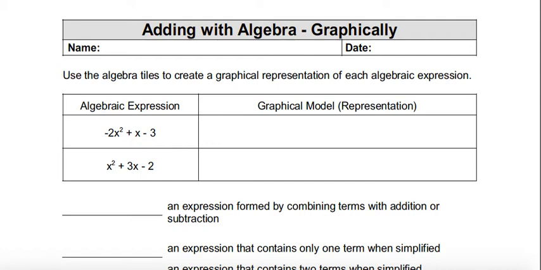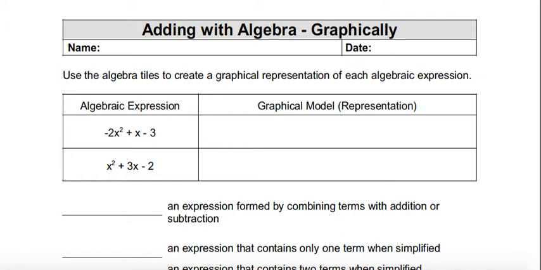Adding with algebra graphically. So the last lesson we looked at using algebra tiles to represent graphically an algebraic expression. So we're going to use that concept today to take a look at how we can add more than one algebraic expression. So let's start by reviewing how to express an algebraic expression as a graphical model.